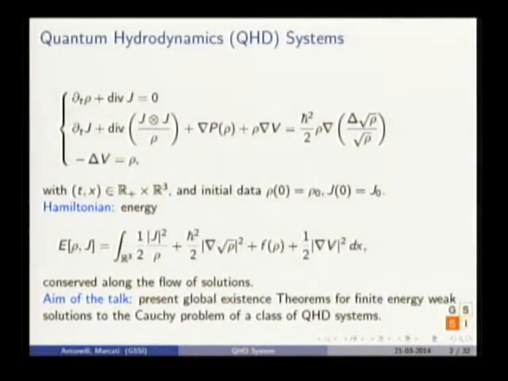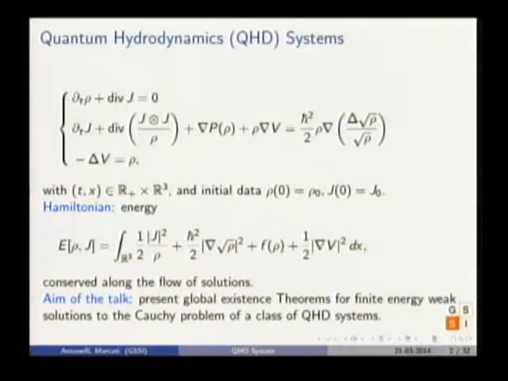The system is Hamiltonian with this energy, which is conserved along the flow of solutions. And what I forgot to write here is that, of course, the internal energy, F, is related to P through the relation that P equals rho F prime of rho minus F of rho.